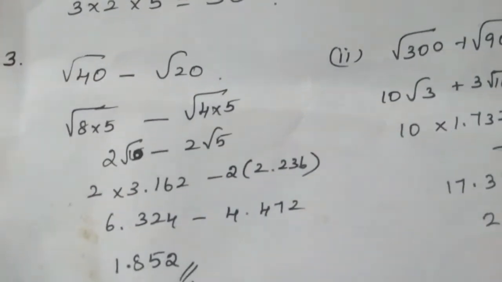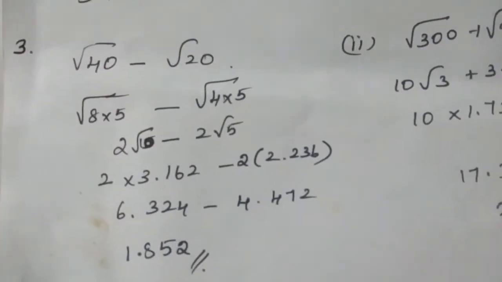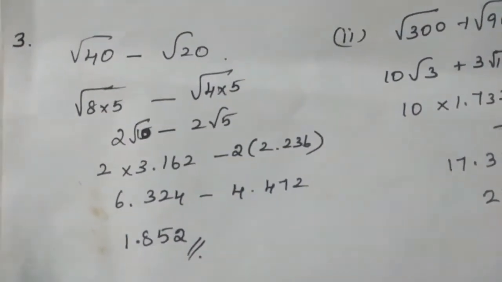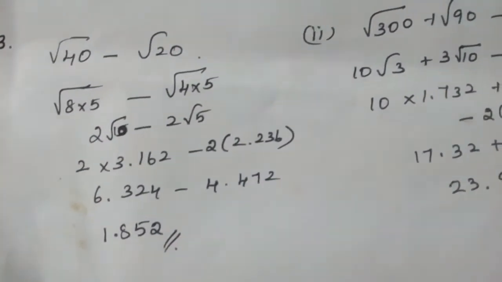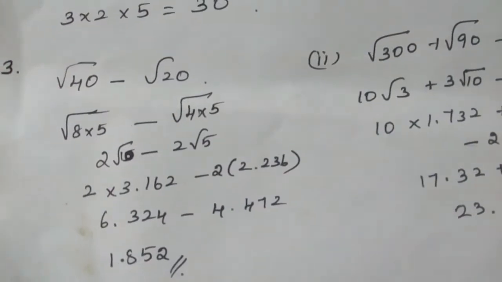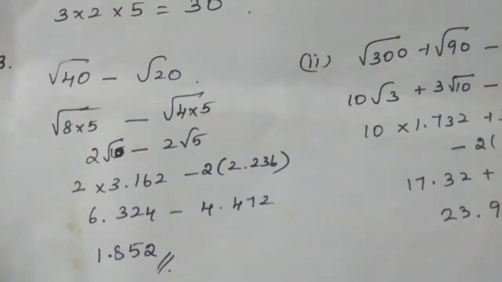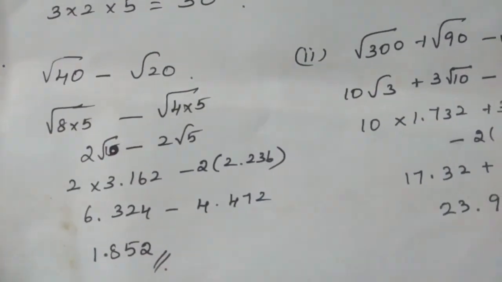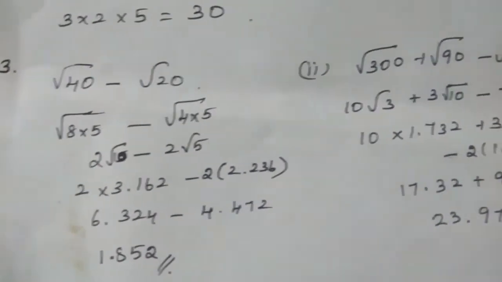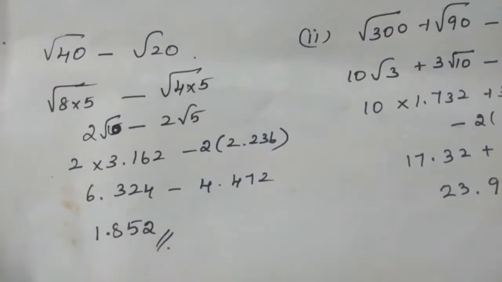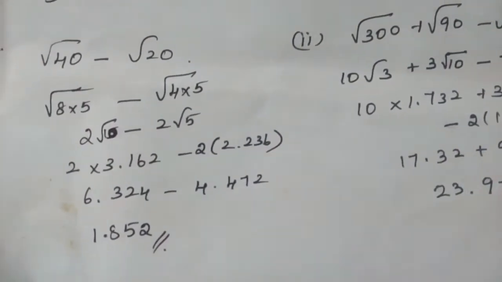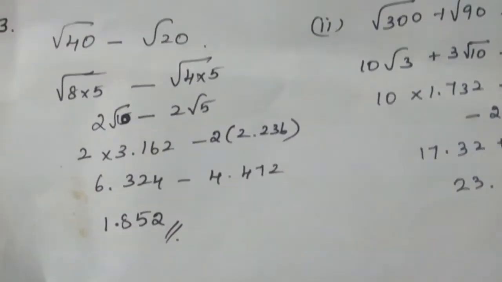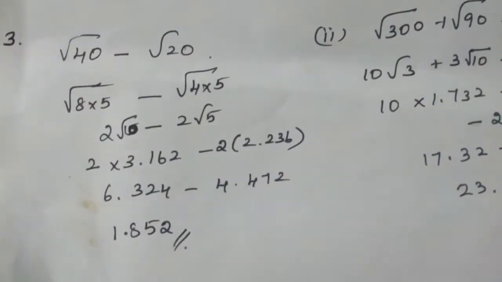Now the third question is, it is given square root of 40 minus square root of 20. Before that, they have given the values for 2, 3, 5 and 10. Square root of 2 is 1.414. Square root of 3 is 1.732. Square root of 5 is 2.236. And for square root of 10, it is given 3.162. Students, you must learn the values at least for 2, 3 and 5. That is more important. At least these 3 values you have to learn. Okay, so it will be useful in future.